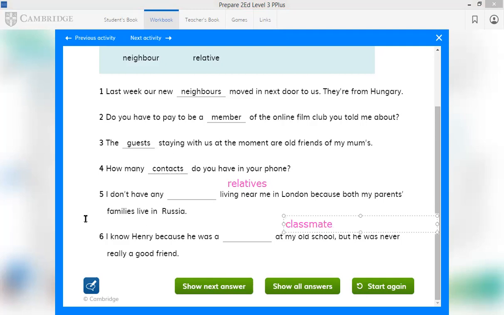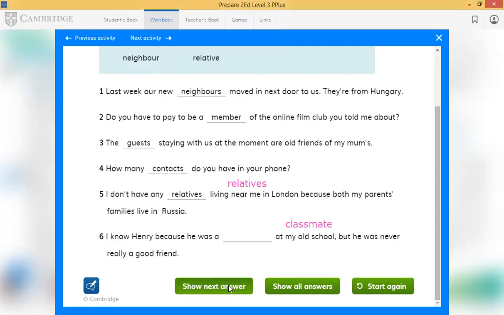Excellent. So you also make these connections. I know Henry because he was at my old school, but he was never really a good friend. So you also have connections, okay? School, what is the connection with classmate? Let me see.